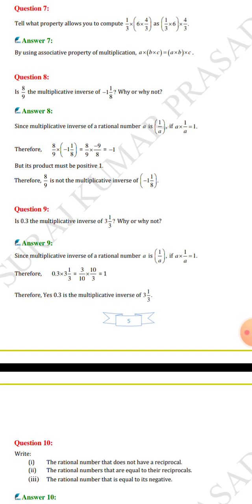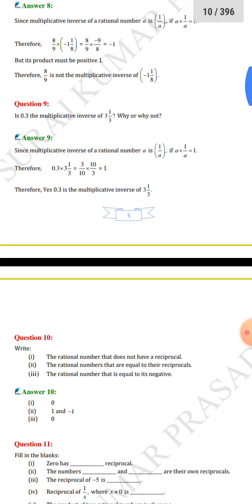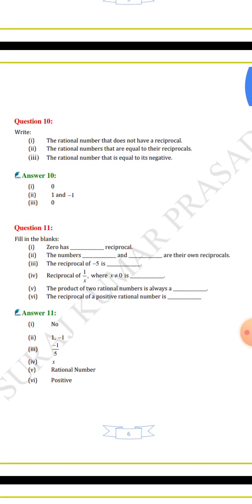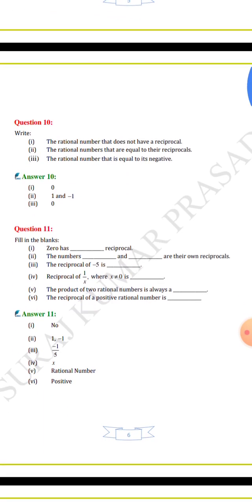First of all, we have to solve the mixed fraction. 3 into 3, 9. 9 plus 1, 10. Then we can write 3 by 10 into 10 by 3 is equal to 1. Therefore, 0.3 is the multiplicative inverse of 3, 1 by 3. Because we have got a positive 1 as the answer, it follows the multiplicative inverse of a rational number. Let's solve question number 10.